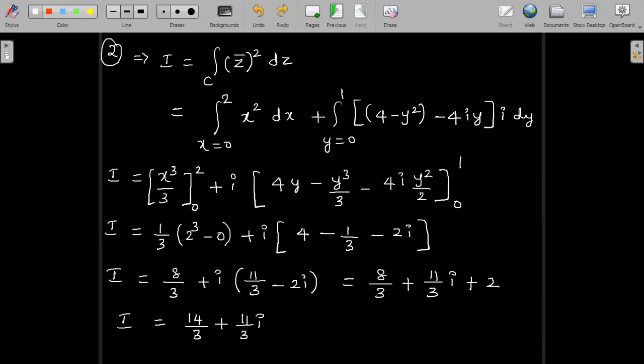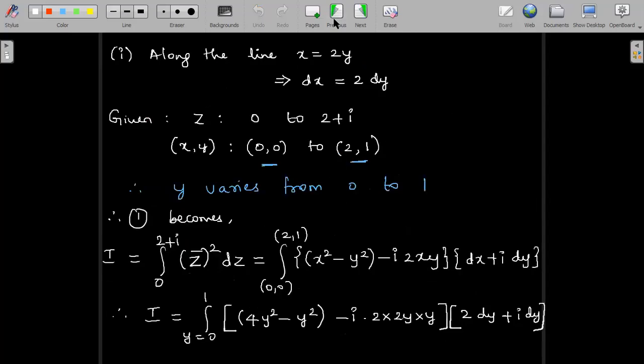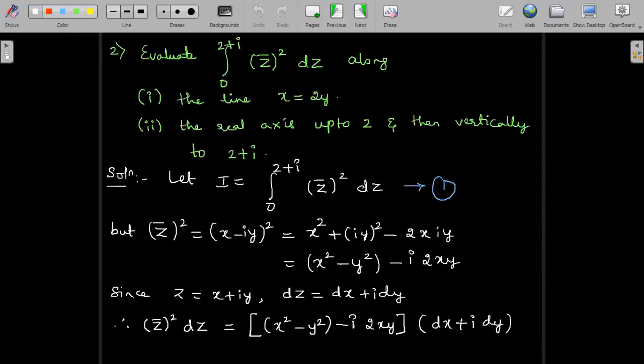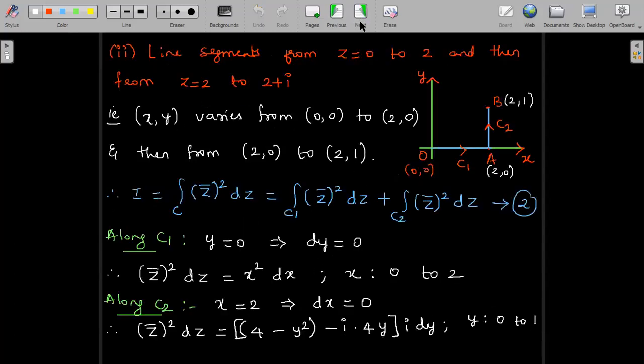This is one and the same as writing 14 plus 11i, taking 1 by 3 common outside, because in whatever manner we want we can leave it. So this is the evaluation of the given integral along the path. What was this path? This was case 2, no? z is equal to 0 to 2 and then from 2 to 2 plus i, which was the second case of the problem. Hope you have followed this problem.